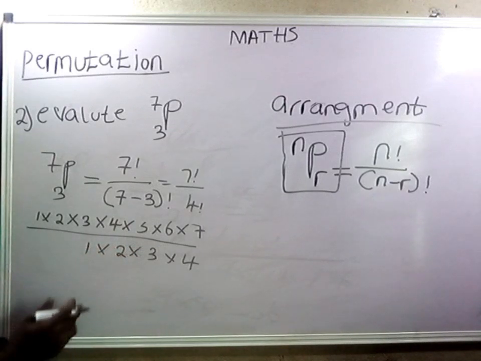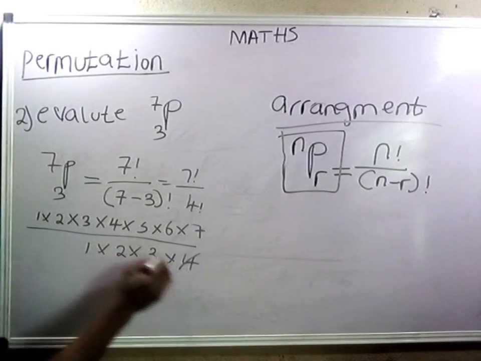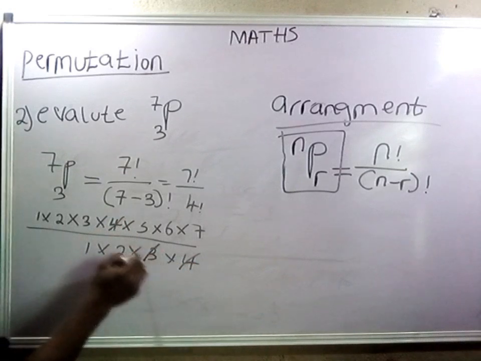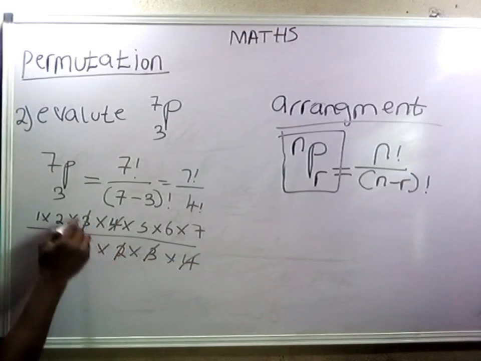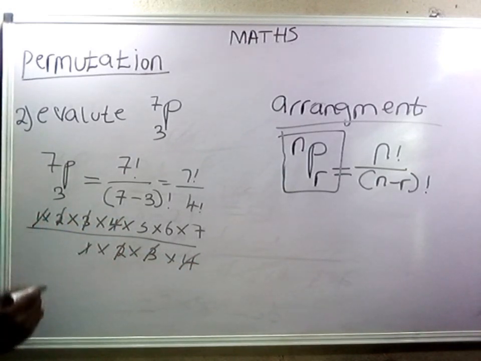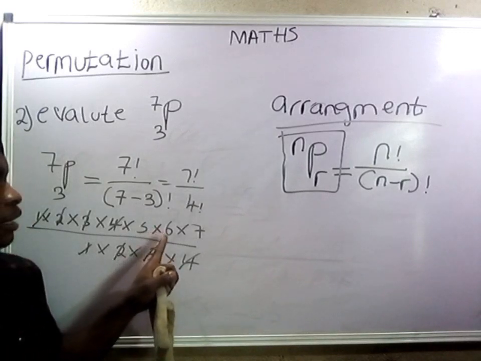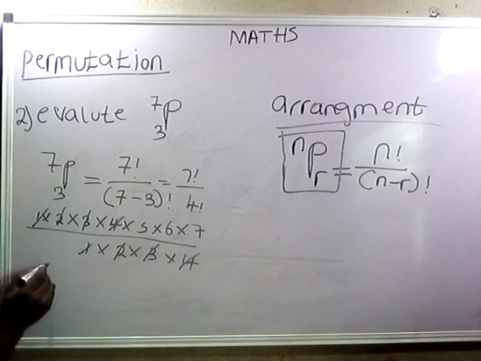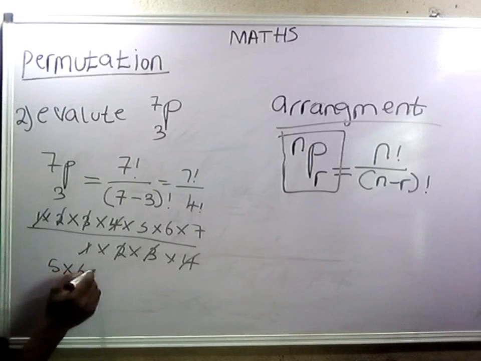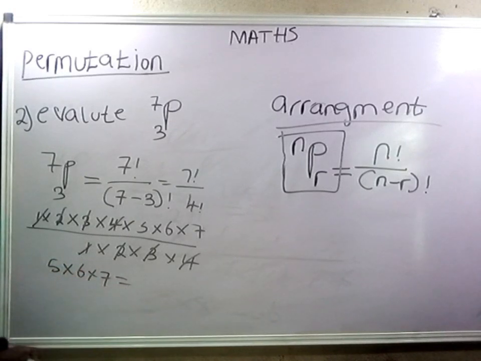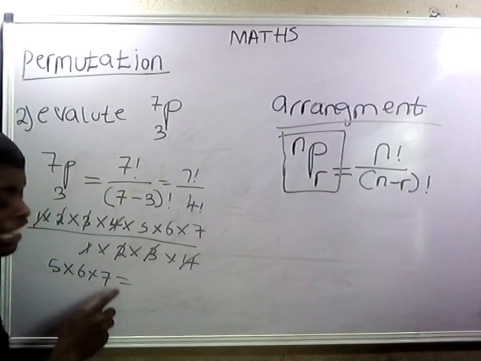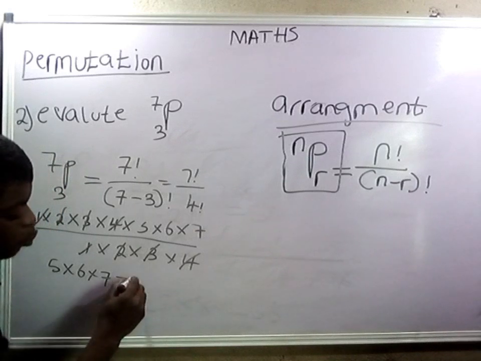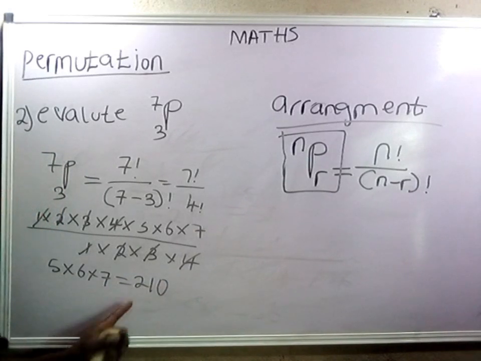So let's cancel to make it easier. 4 cancels 4, 3 cancels 3, 2 cancels 2, 1 cancels 1. The values we have left are 5, 6 and 7. So that means 5 times 6 times 7, which will be 210. So this is the general method.